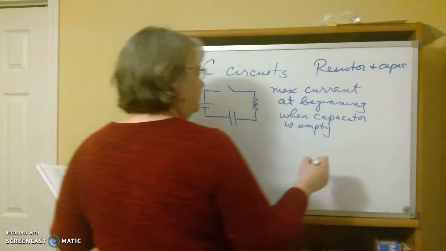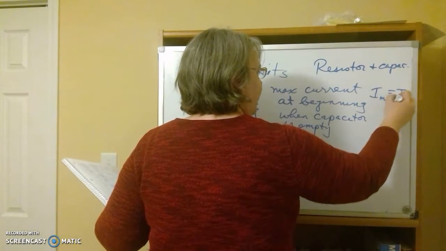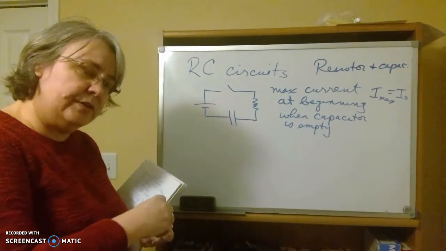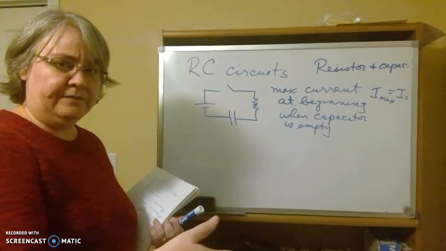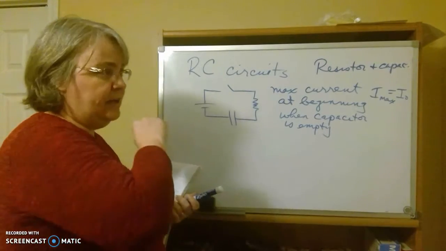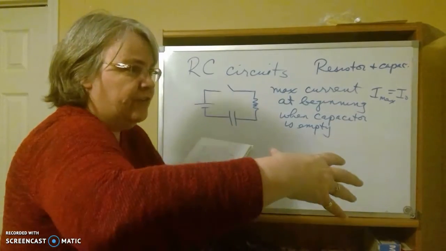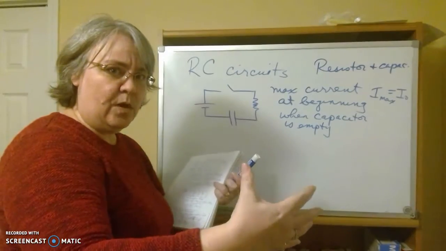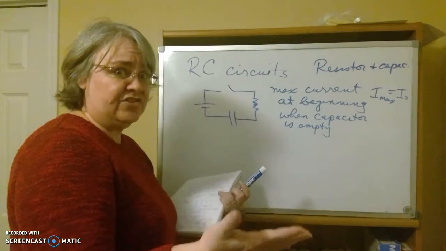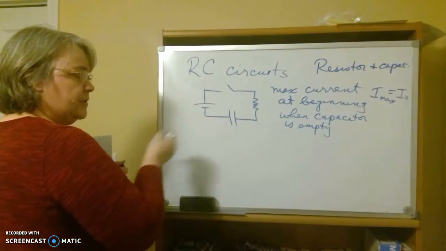So I max equals I initial. Okay, so if you think about our capacitor in the filling a water balloon idea, when the water balloon is empty and I first turn the water on, it starts filling up really fast. But then as it gets fuller and fuller and more pressure builds up inside of the water balloon, it slows the flow of current down until some point it just stops. And that's what happens as we fill up a capacitor through a resistor.